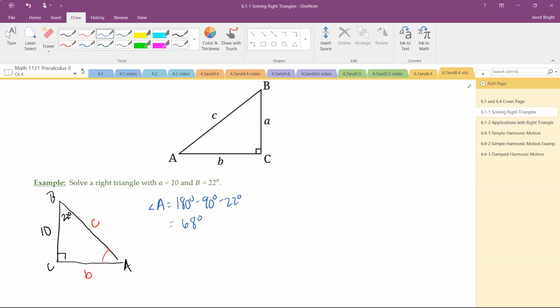And now to find side lengths B and C, how do I do this? Well, I can't use the Pythagorean theorem because I have two unknowns in there, right? I have two unknown sides. So I'm left with thinking about this a while, and then I'm like, oh, this is in the trig section. I should probably use a trig function.